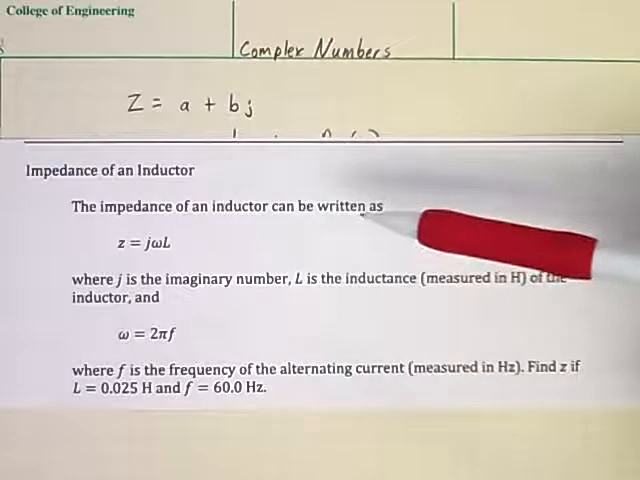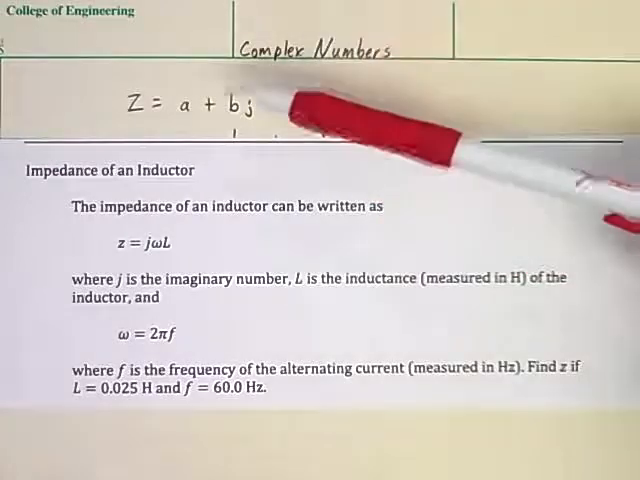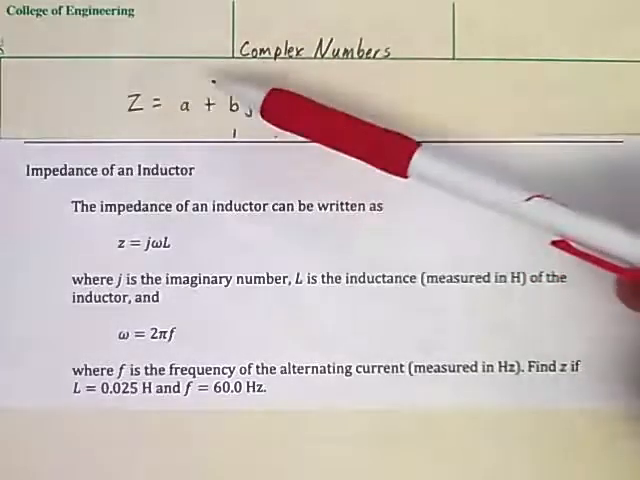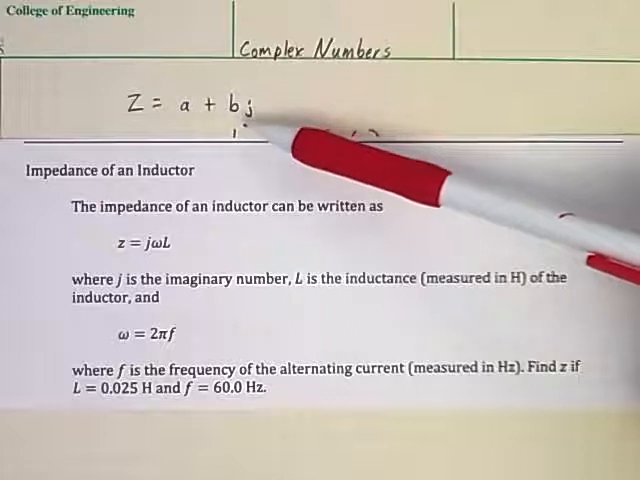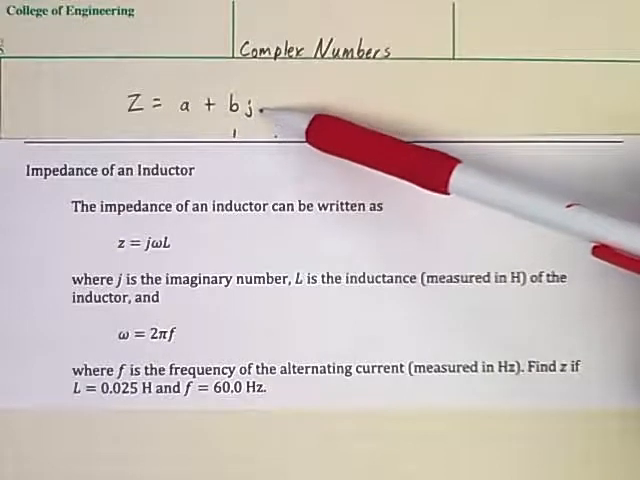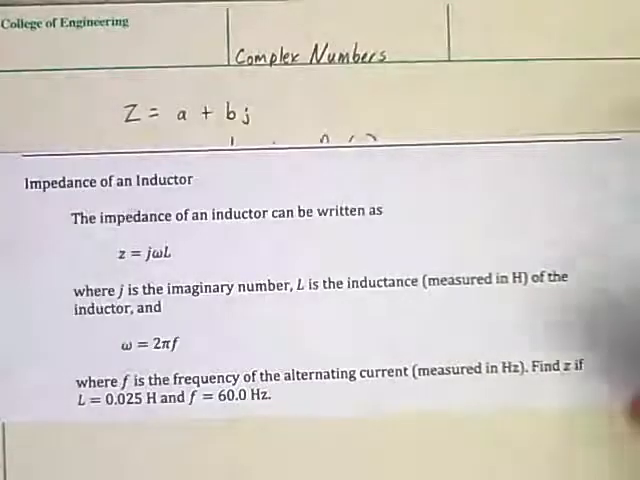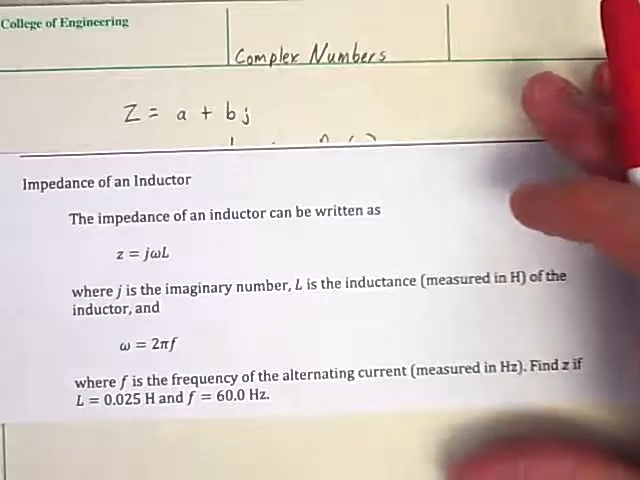Talking about complex numbers and their applications, we mentioned complex numbers, of course, have this form: Z is equal to a real part A plus an imaginary part B, and we use J as our square root of -1, the imaginary number.